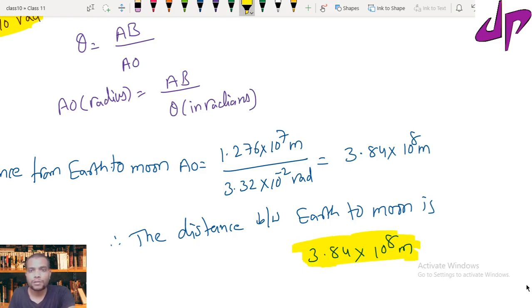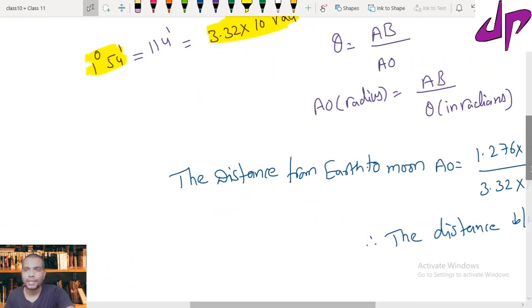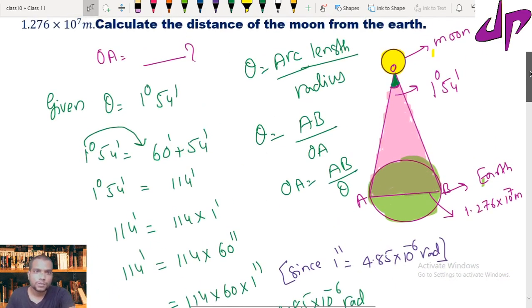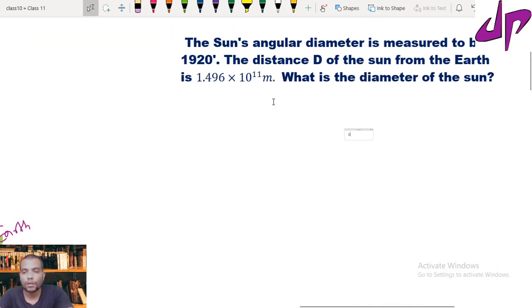So the given value, theta, we converted into seconds, and after that we converted into radians. This conversion we should learn properly. I am giving a similar model as an example. You try to do it by yourself.